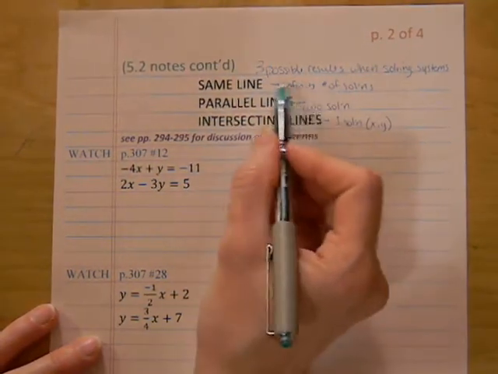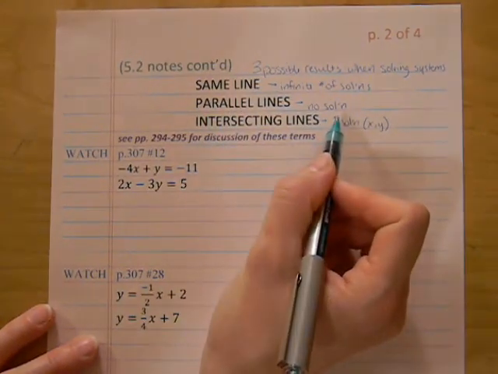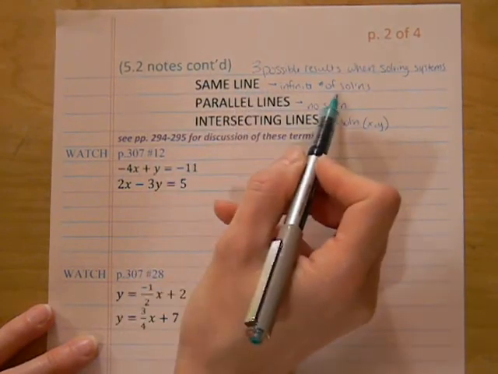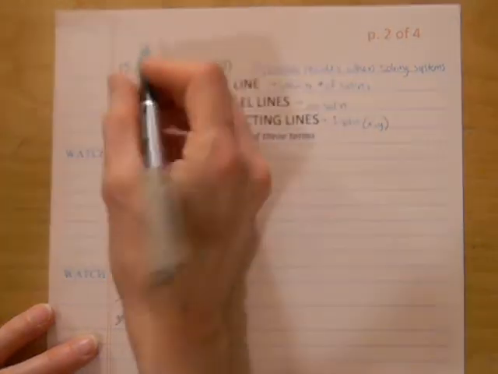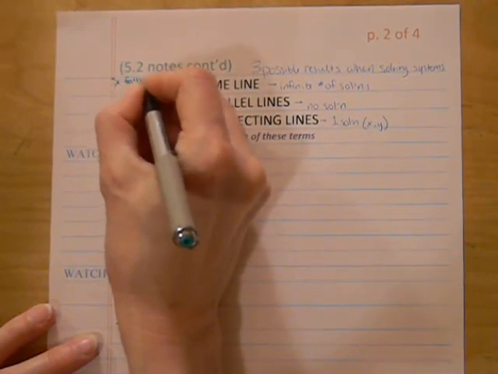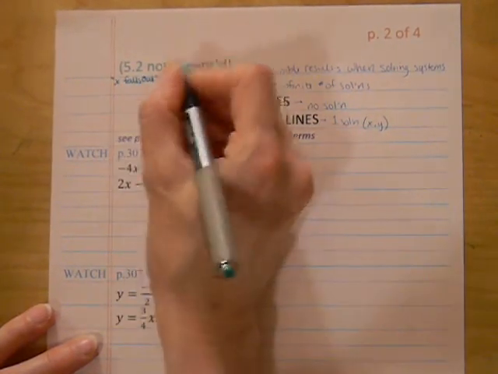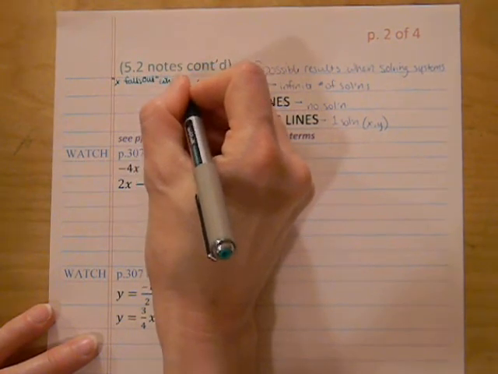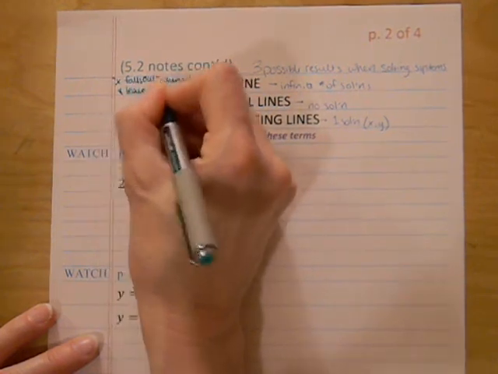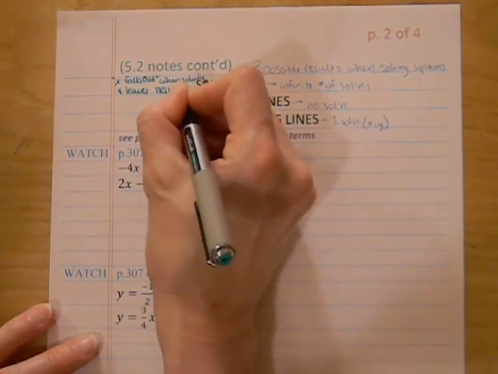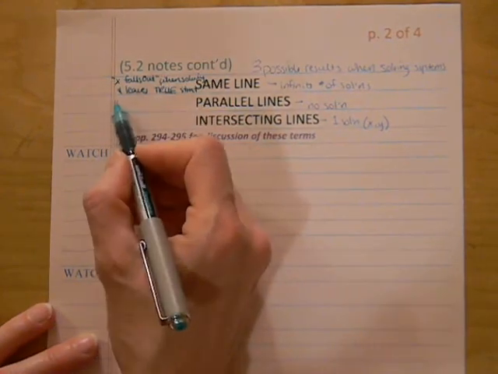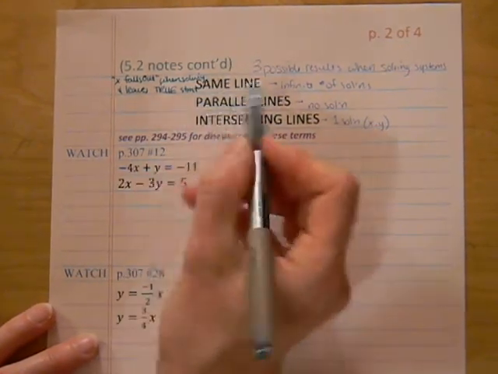So let's look at these 3 possible results a little bit longer, and when you would get them. You get the same line, or infinite number of solutions, when x falls out when you're solving, and it leaves a true statement. I'll use some abbreviation here to make it fit. X falls out when solving and leaves a true statement.